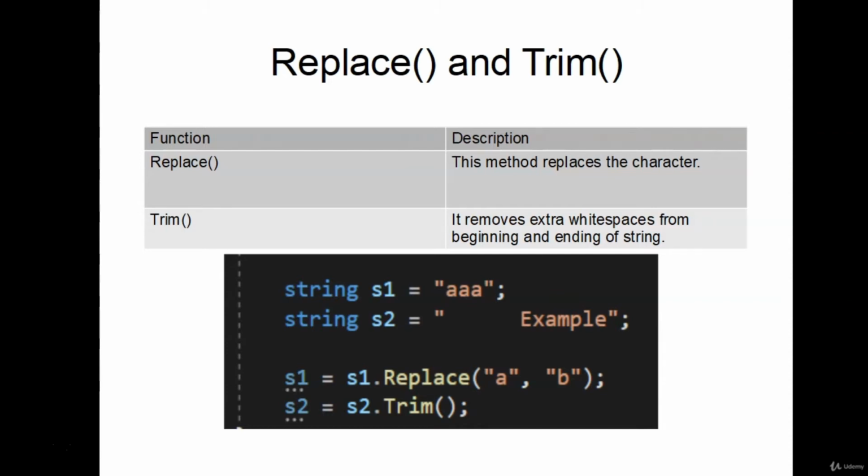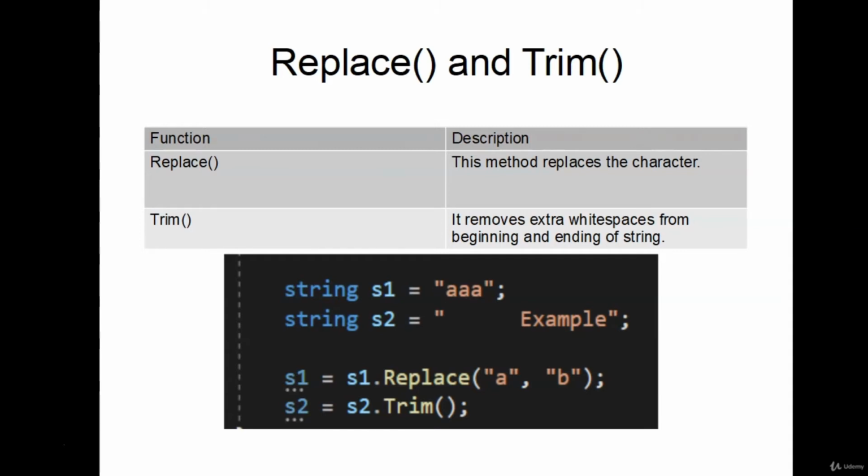So if you look below, we have S1, which equals A. In the third line, we take the S1 variable and use the Replace method. When you call the Replace method, there are two things you need to pass. The first is the character that you're looking for, and the second is the character you want to replace it with. So here we're looking for the A and replacing it with B. So A then becomes B.